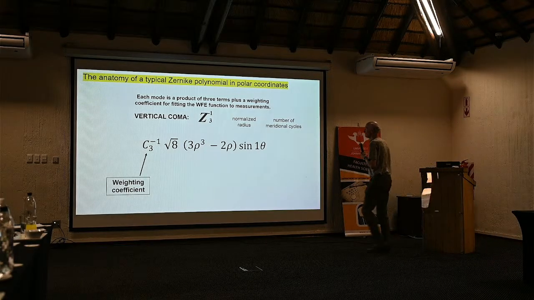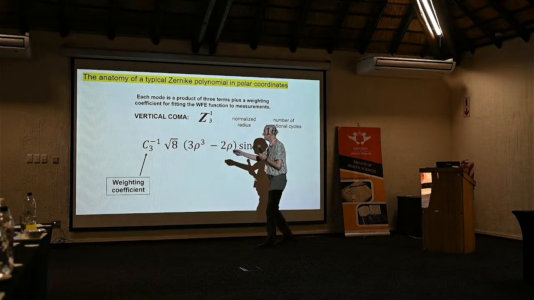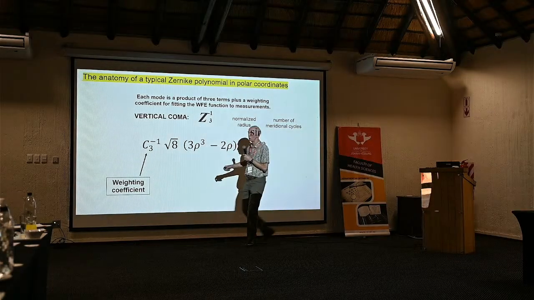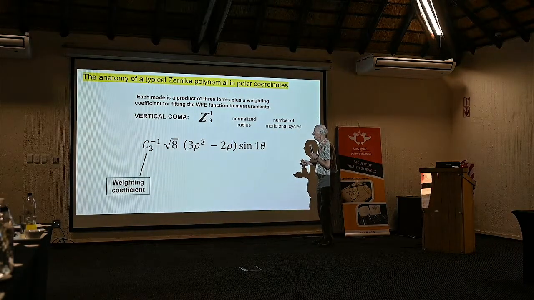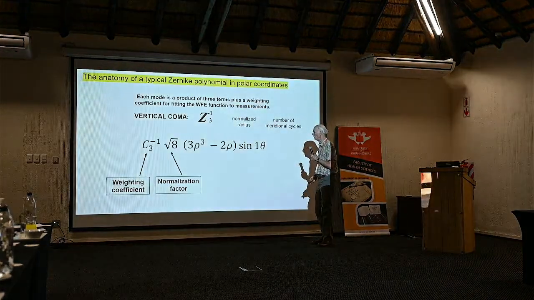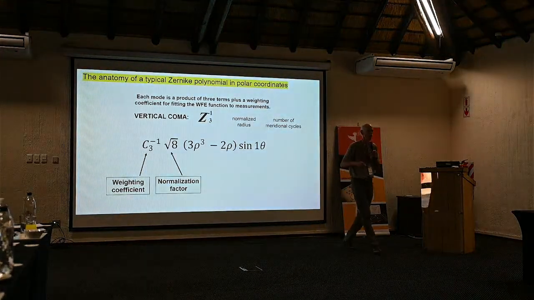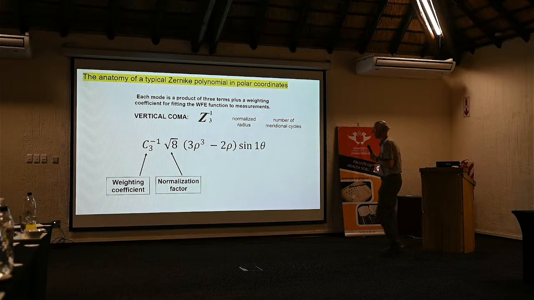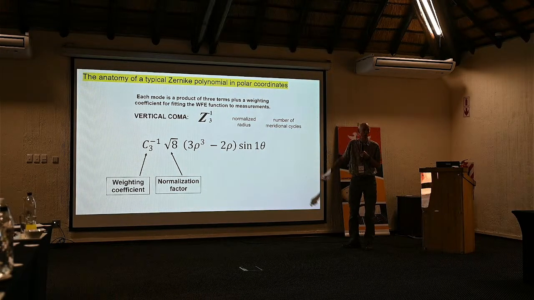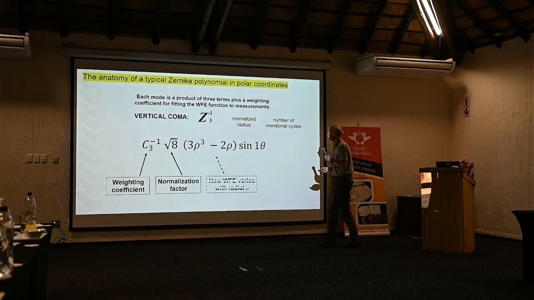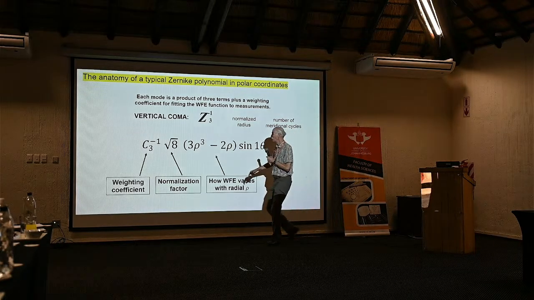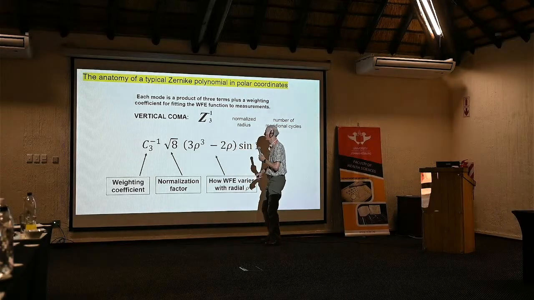So what do we got? We've got a weighting coefficient. That's the Zernike coefficient, which tells you how much of this shape we're going to have. And then we have a normalization factor. That's a mathematical nicety. It's useful. It will make the variance of this equal to 1. And then we have the polynomial, 3 rho cubed minus 2 rho.